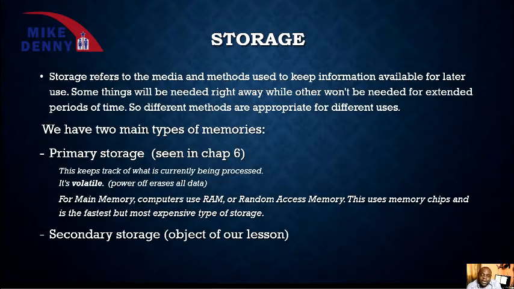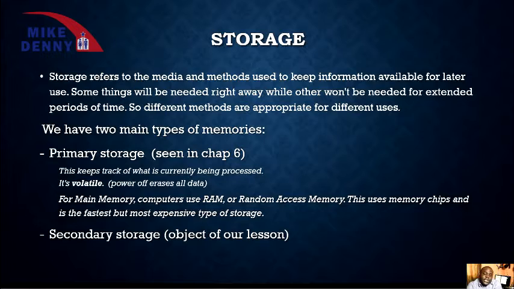So different methods are appropriate for different users. We have two main types of memories. We have the primary storage that we have seen in chapter 6. This keeps track of what is currently being processed. It's volatile, so when power is off, it erases all data. For main memory, computers use random access memory. This uses memory chips and is the fastest but also most expensive type of storage.